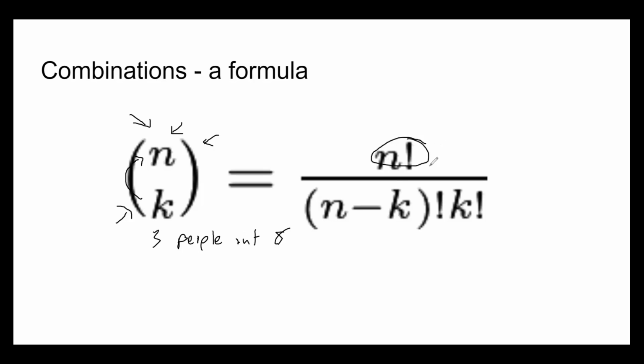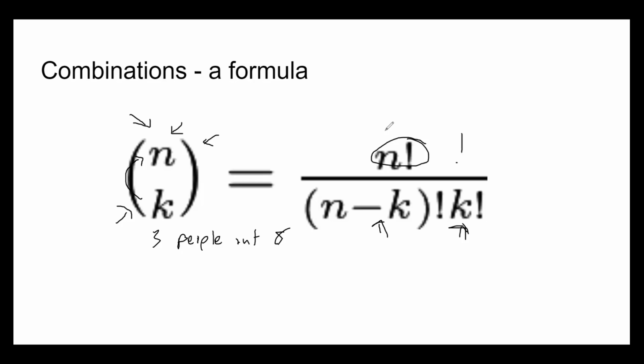On the right side, we have this n factorial term, where the exclamation point means factorial, which is n times n minus 1 times n minus 2 all the way to 1. And you also have these other terms like n minus k factorial and k factorial, which is a lot easier to understand when you consider an example.